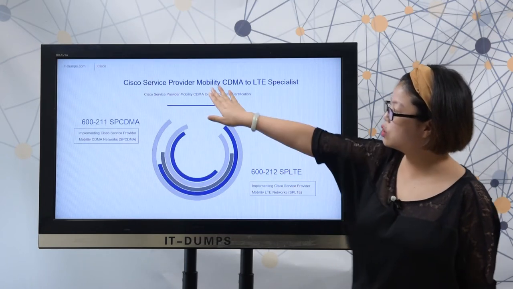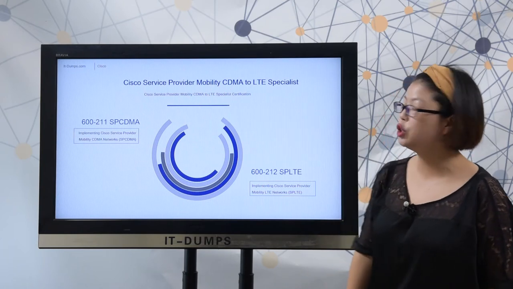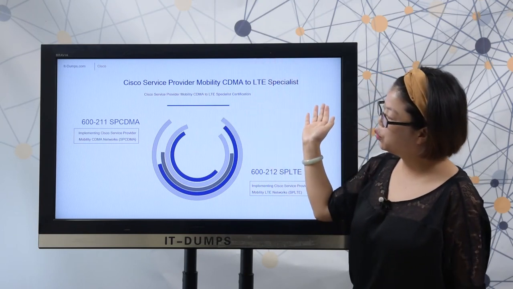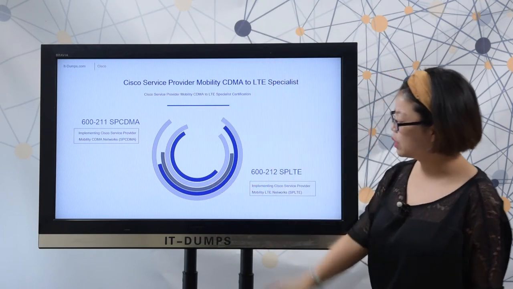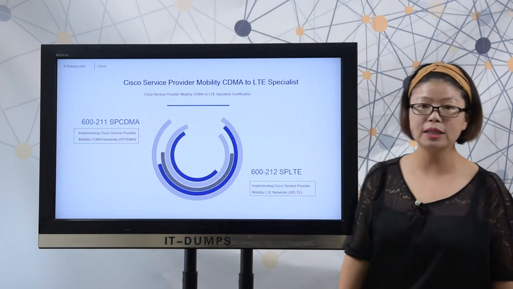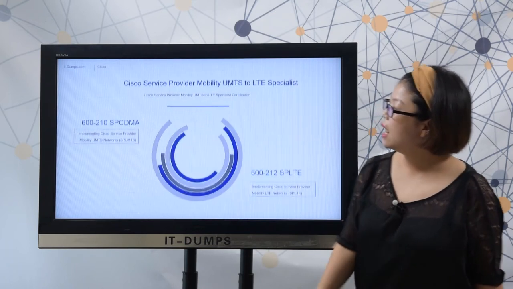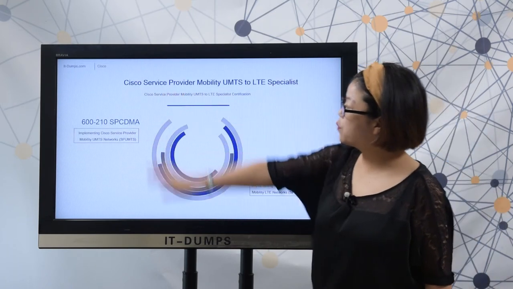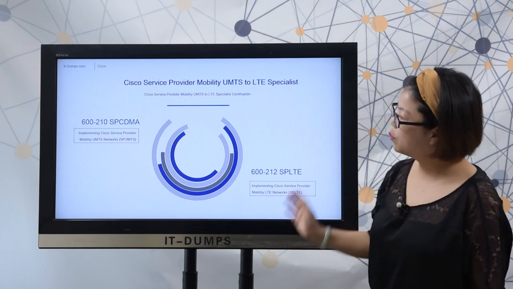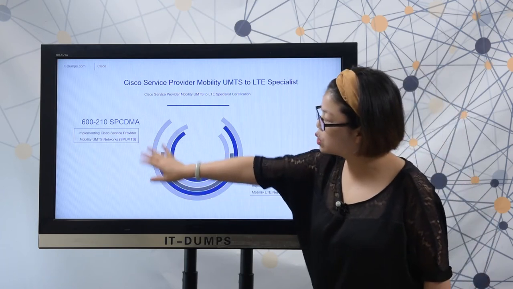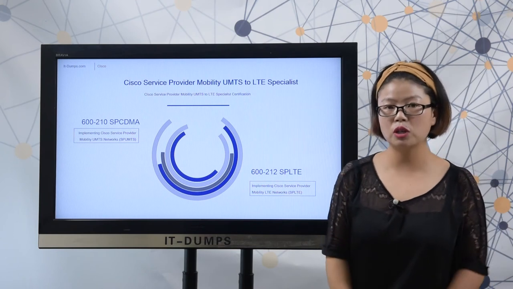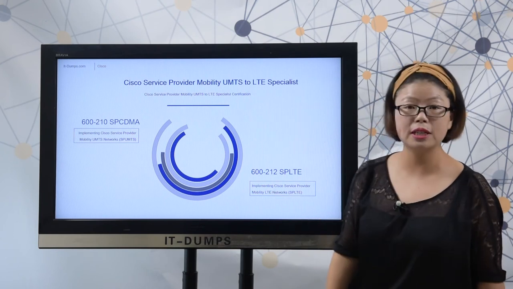First, the Cisco Service Provider Mobility CDMA 2 LTE Specialist Certification. If you want to get this certification, you will be required to answer two exams. You can see 600-211 and 600-212 exams. If you want to get your Cisco Service Provider Mobility UMTS to LTE Specialist Certification, you will be required to answer 600-210 and 600-212 exam. Of course, today we will talk about the 600-212 exam for you.